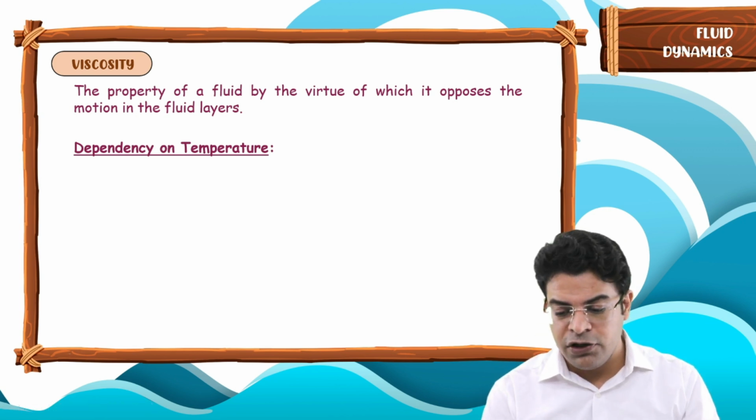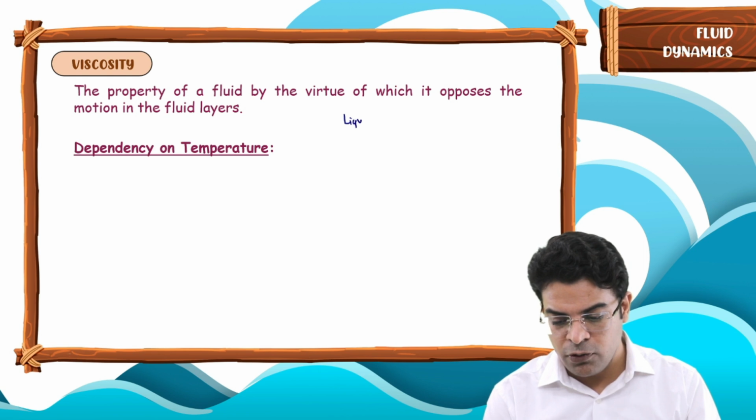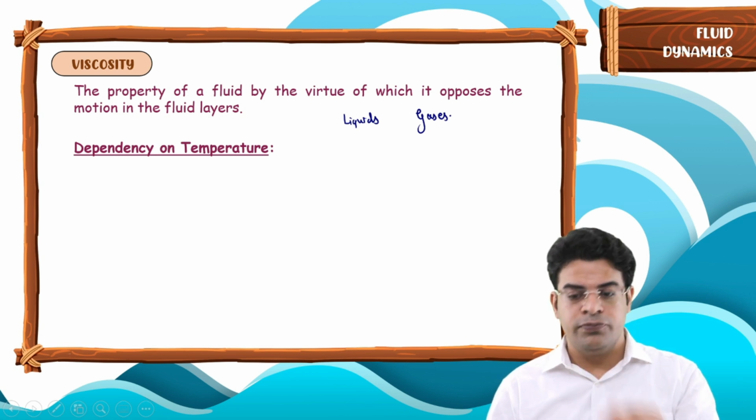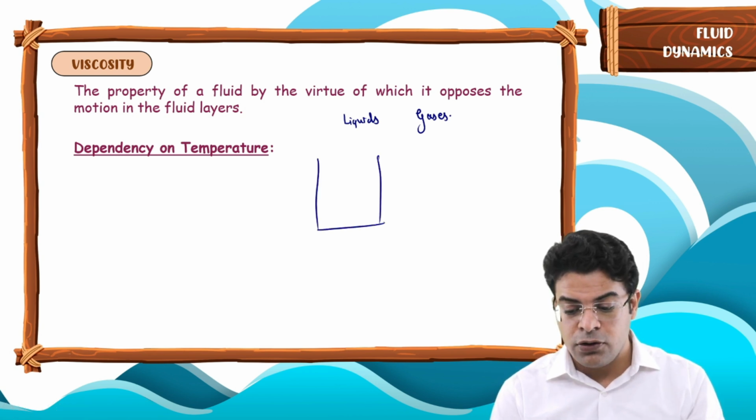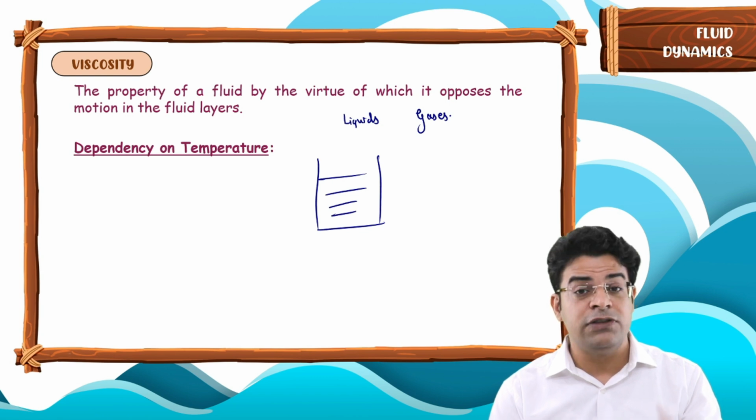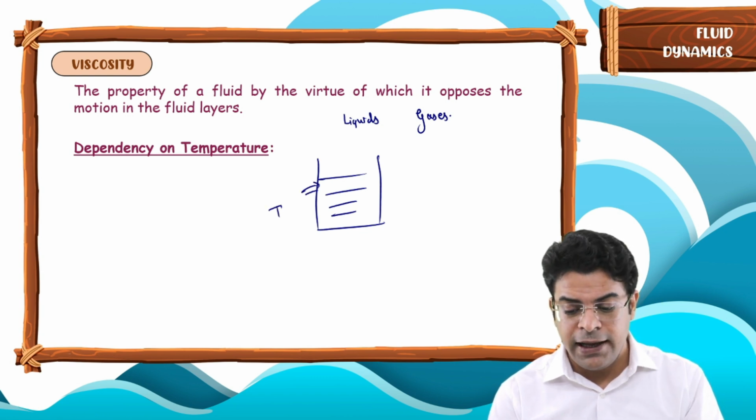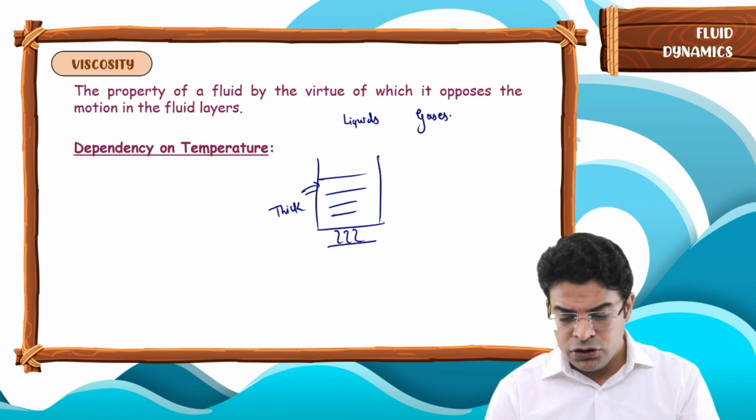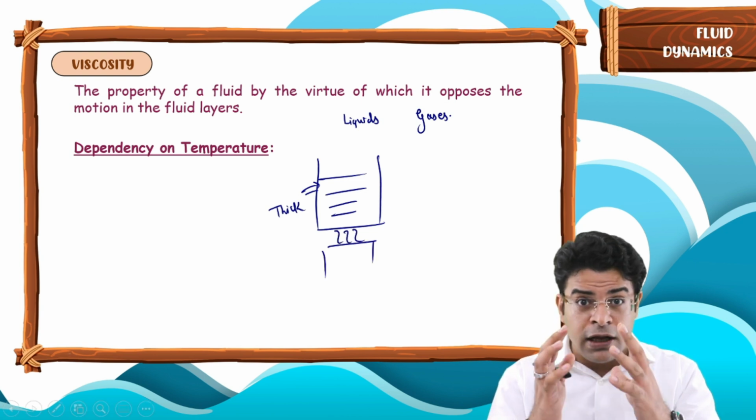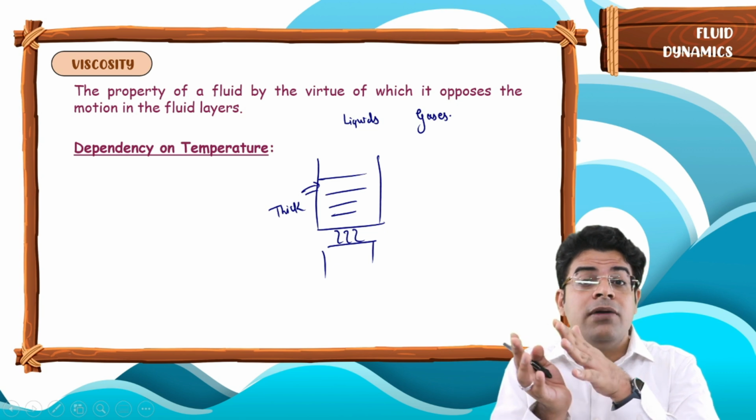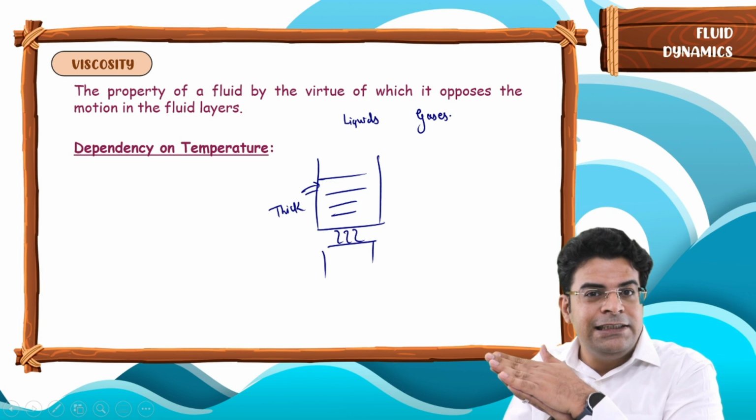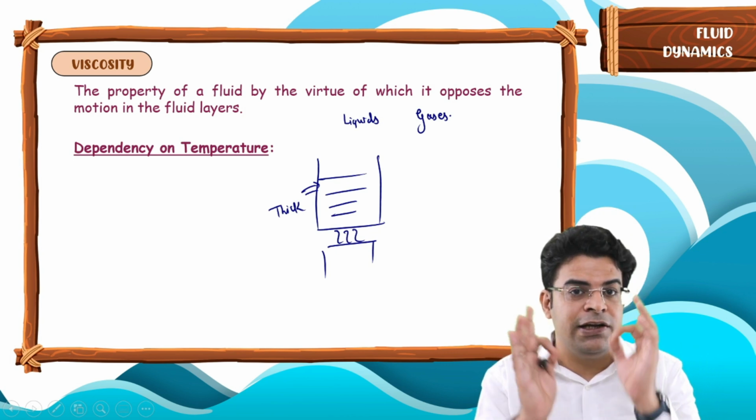Now here we will talk about two things. We will first talk about liquids and then we will talk about gases. You have seen people constructing roads. So the coal tar, which when cool is very viscous, is very thick. To lay it down on the road, what do we do? We heat it up. So when we heat up the coal tar, it becomes more fluid. It becomes more flowable. Why? Because the layer over layer motion becomes easy. Why? Because the viscosity decreases.